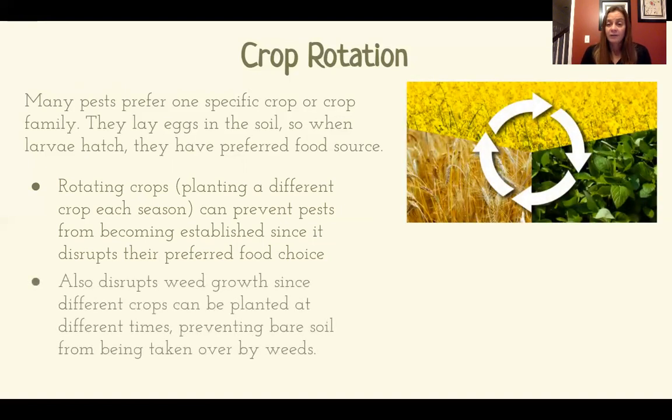Other benefits of crop rotation: it disrupts weed growth because different crops are planted at different times, which means that we don't have bare soil that can be taken over by weeds. Crop rotation also helps to minimize soil erosion because you don't have bare soil.